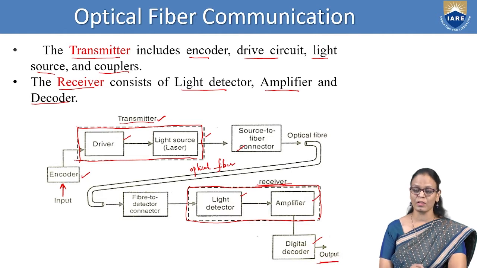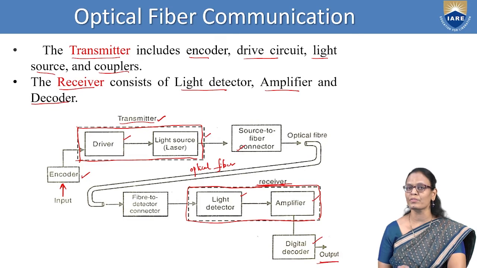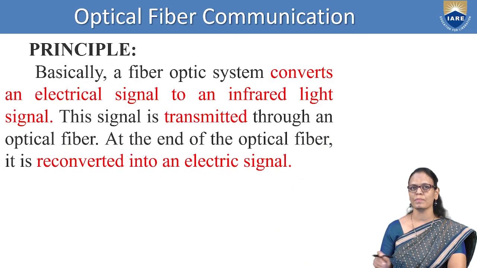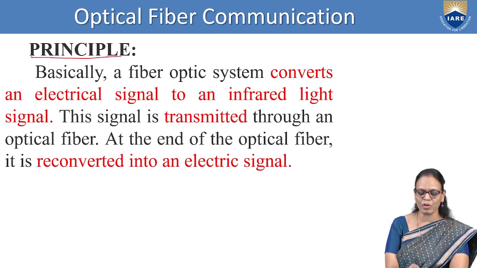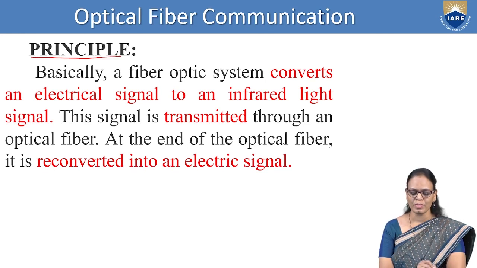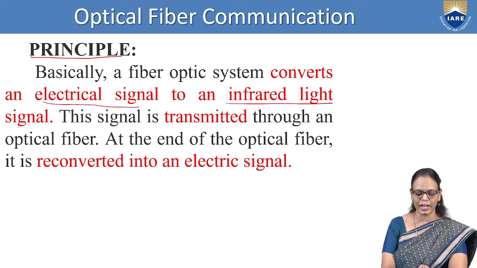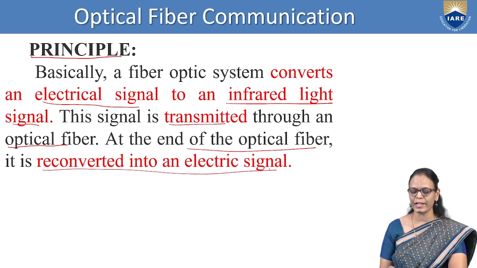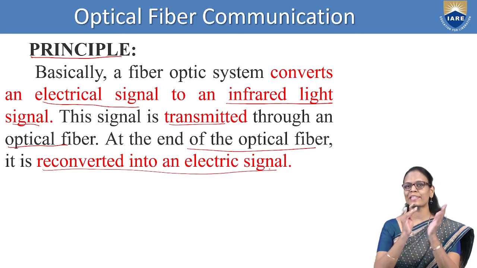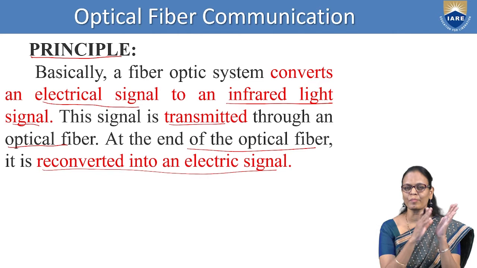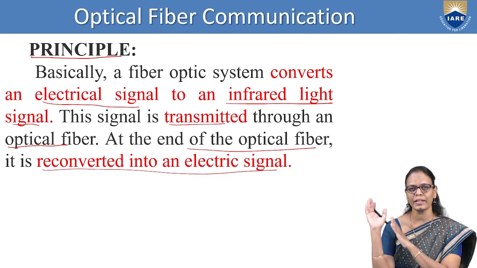So after seeing the block diagram, we are going to discuss how the signal is going to be transmitted through these blocks. So what is the main principle of optical fiber communication? It basically converts an electrical signal into an infrared light signal. And this signal is transmitted through the optical fiber. And at the end of the optical fiber, it is reconverted into an electrical signal. So we have seen three blocks. One is the transmitter, then the optical fiber, and then the receiver.